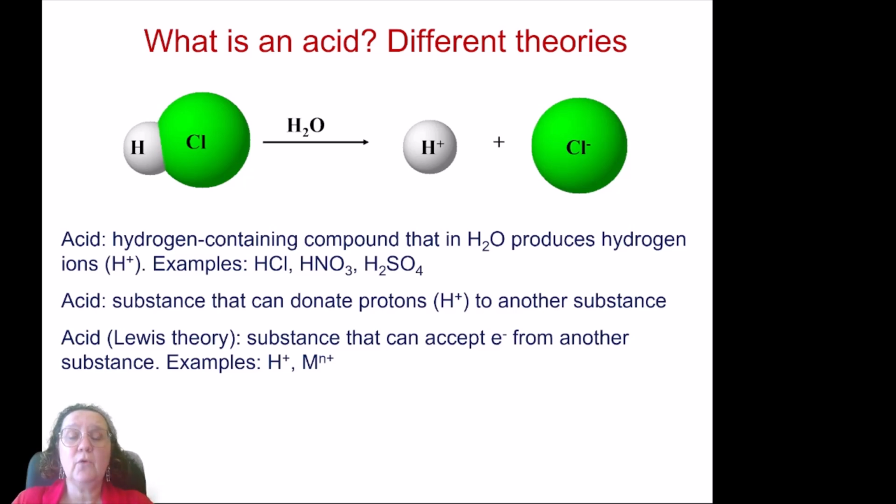Here's an example of a typical acid, hydrochloric acid, HCl, or hydrogen chloride in gas form. Hydrochloric acid when it's dissolving in water. You have the HCl, it's a covalent compound. The hydrogen and the chlorine are joined together. When you dissolve it in water, the water molecules break the bond between the hydrogen and the chlorine, and you form a hydrogen ion, H+, and a chloride ion.